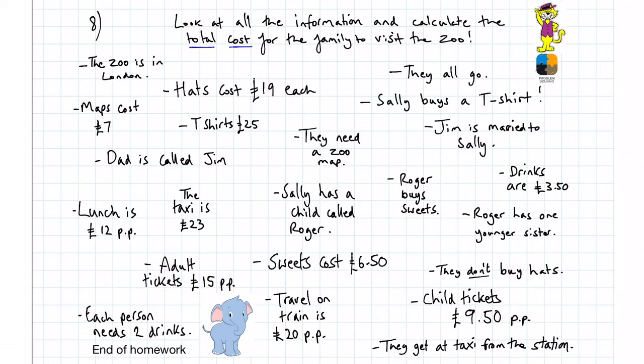You need to work out the cost, including the fact that they have lunch, drinks, Roger buys some sweets, Sally, whoever Sally is, she buys a t-shirt, and so on. Once you've got all the information you need, you need to add up the total cost and then write it down. As usual, the deadline is Friday. Please come and see me if you are struggling and I will help you.